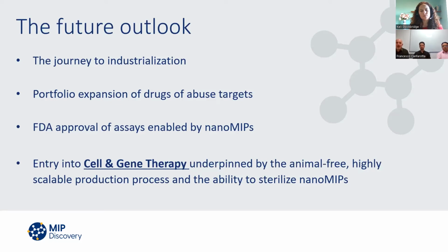And lastly, we want to enter the cell and gene therapy market. That's truly underpinned by the animal-free nature. In other words, endotoxin and exotoxin free, no cell line issues or contamination, the highly scalable production processes, and the ability to sterilize nanoMIPs, and therefore ensure that they're great for closed loop systems and inline sensing, purification or even cell harvesting within the cell and gene therapy space. It really is an exciting area, and we're very keen to be a part of that.